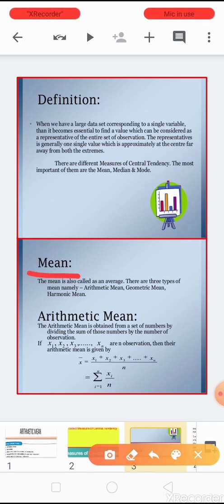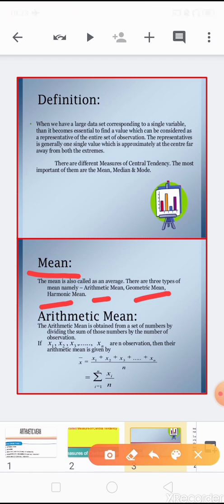What is mean? Children, we can call it arithmetic mean, or we can also call it an average. This mean is also called an average, and these are basically of three types, as I just said: arithmetic mean, geometric mean, and harmonic mean. What is arithmetic mean, children?